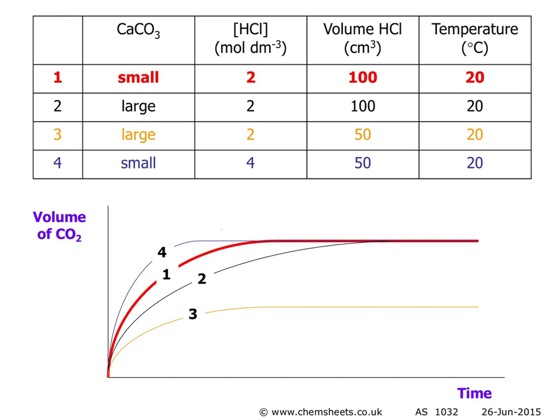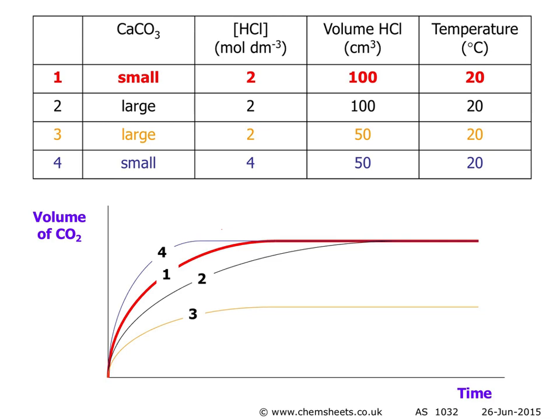but the number of moles of hydrochloric acid is the same. 50 cubic centimetres of 4 moles per litre is the same number of moles as 100 cubic centimetres of 2. So therefore that's going to lead to the same volume of carbon dioxide being produced. So curve 4 has a steeper initial rate of reaction, but the endpoint is the same as curve 1.